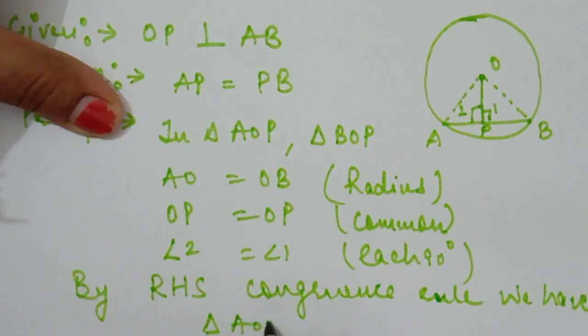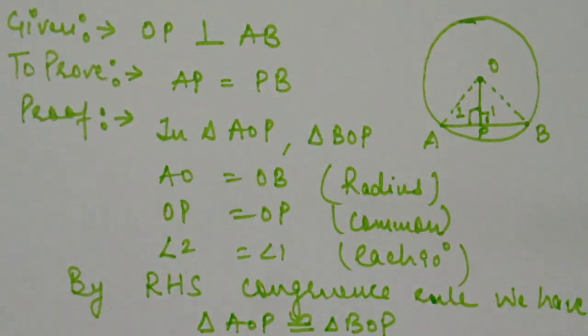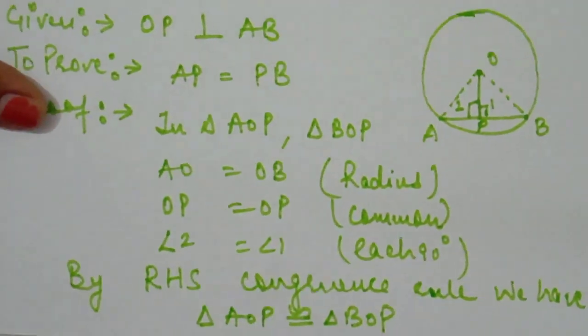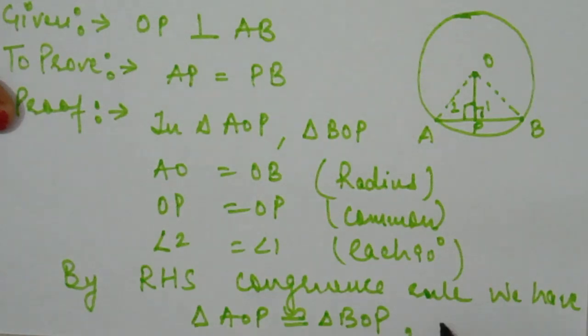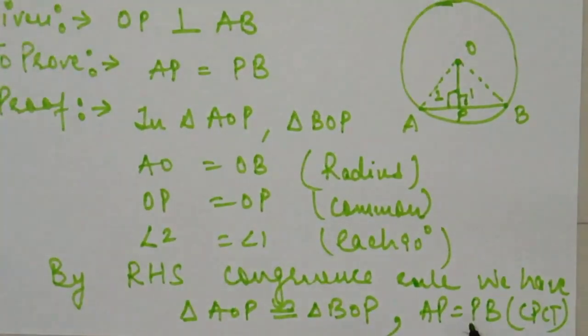triangle AOP is congruent to triangle BOP. Now these two triangles are congruent to each other. If these two triangles are congruent, then the corresponding parts of these two triangles, the remaining corresponding parts other than these 3 parts, are also equal to each other. So we write AP is equal to PB by CPCT. So this question is proved now.